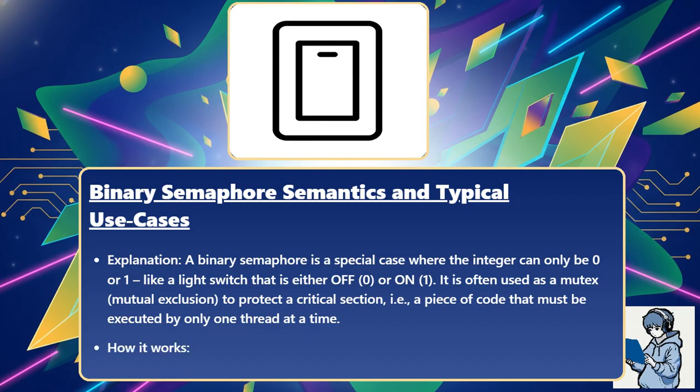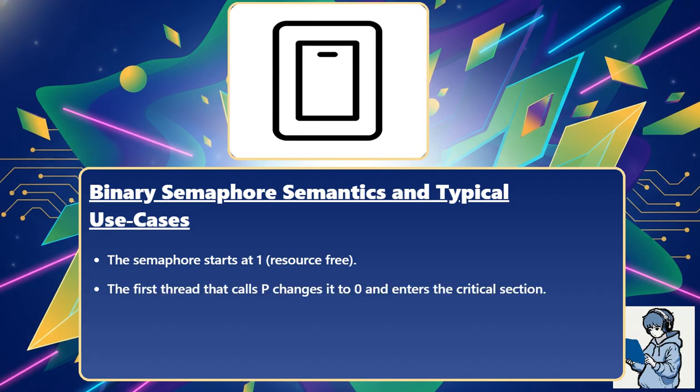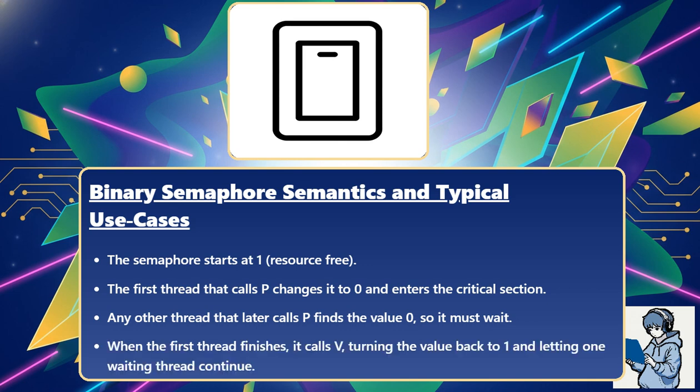How it works: the semaphore starts at 1, resource free. The first thread that calls P changes it to 0 and enters the critical section. Any other thread that later calls P finds the value 0, so it must wait. When the first thread finishes, it calls V, turning the value back to 1 and letting one waiting thread continue.